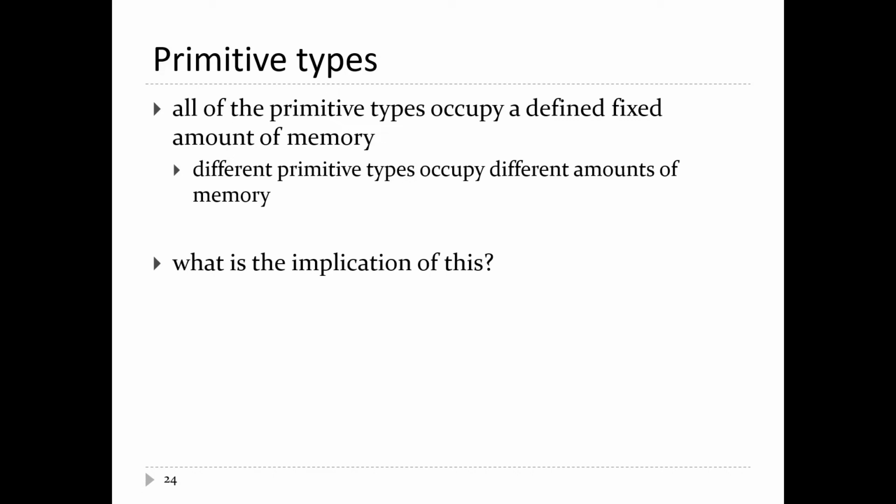So if an int occupies a fixed amount of memory, then by definition, there are only a finite number of ints, because the amount of memory is fixed and finite. So I can only represent a finite number of different ints. That means there has to be some smallest integer value and some largest integer value. And that's true of all of the primitive types.